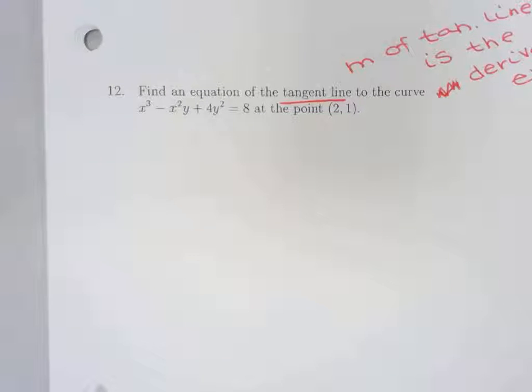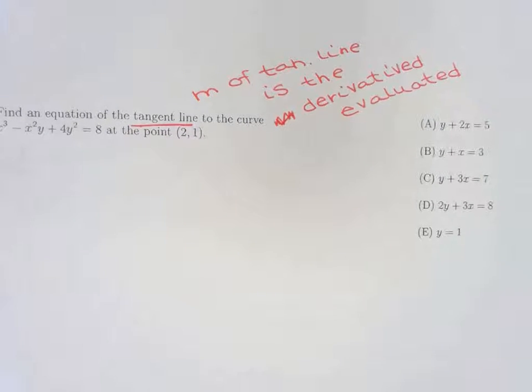So they may give you x, they may give you both x and y. You may not have to use both x and y depending on what your function is. Sometimes your function will be in terms of x and you just plug x in. We've seen some where they give you x and y like this case and you have to plug both x and y in. Just depends. So the key thing is the slope of the tangent line is the derivative evaluated at whatever values they give you.